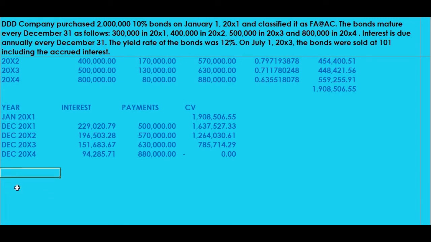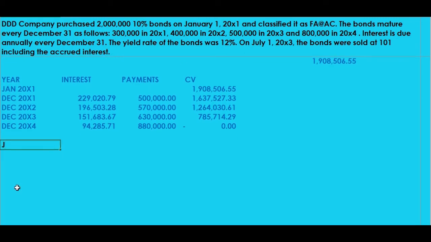We are now ready to prepare our journal entries. So, this will be our entry ng January 1, 20x1. Entry natin ng January 1, 20x1 will be to debit financial asset at amortized cost. Tapos, credit tayo ng cash. Okay, so magkano ulit yun? Kung magkano yung initial na carrying value.